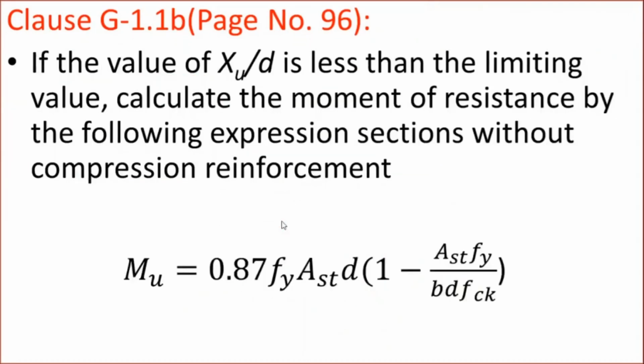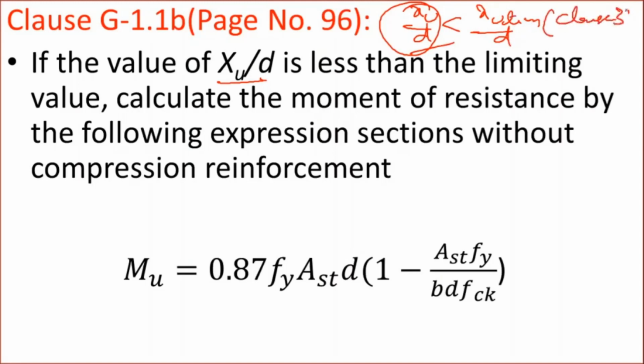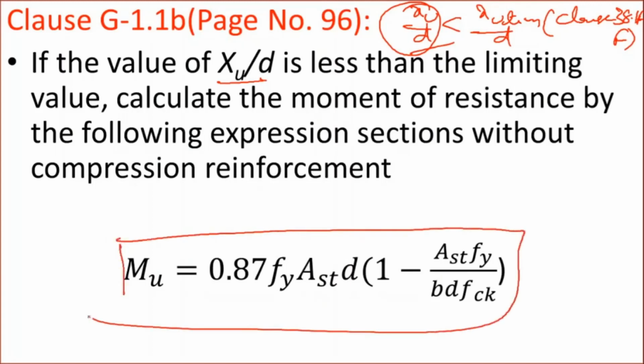Once you calculate that XU by D value, if the XU by D is less than the limiting value, that means XU limit by D value, which you can get from clause number 38.1 F. So if you compare this XU by D value with XU limit by D value, and it is less than this value, you have to calculate the moment of resistance using this equation.